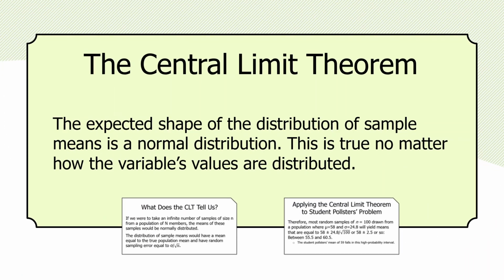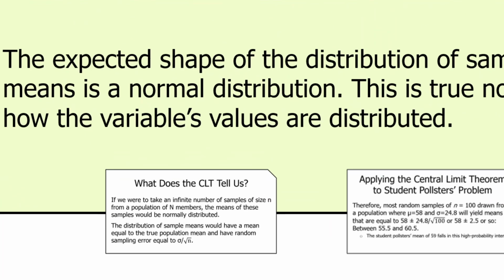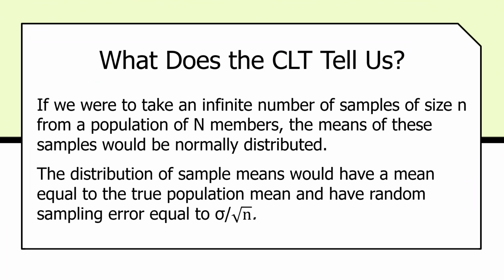The central limit theorem states, if we were to take an infinite number of samples of size n from a population of n members, the means of these samples would be normally distributed. Also, the distribution of sample means would have a mean equal to the true population mean and have random sampling error, or standard error, equal to the standard deviation over the square root of n.